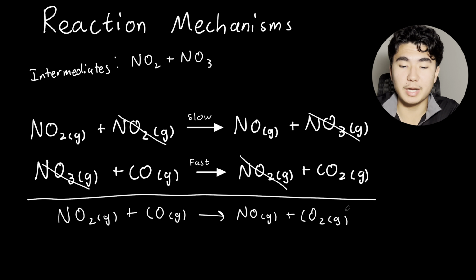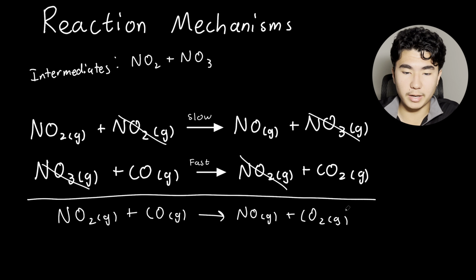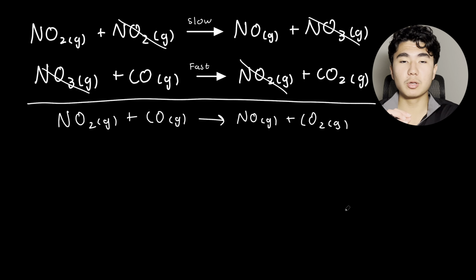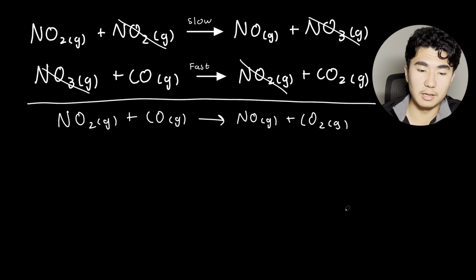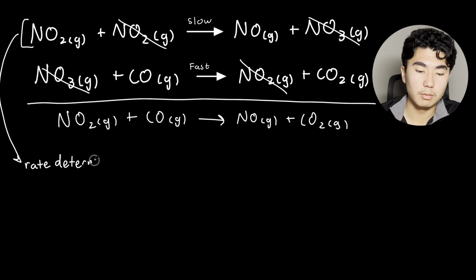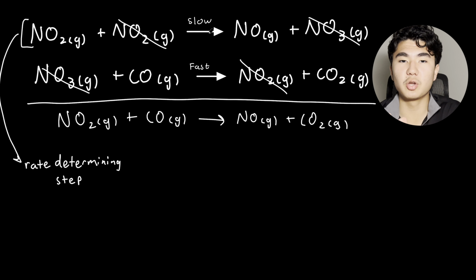But if the question asks us what the rate law of this reaction is, so I'm just going to scroll down over here. Well, the rate law is always going to come from the slow step over here, because the slow step, and I'll write this over here, is our rate determining step. So the slow step determines our rate law. It determines what our rate is going to be.